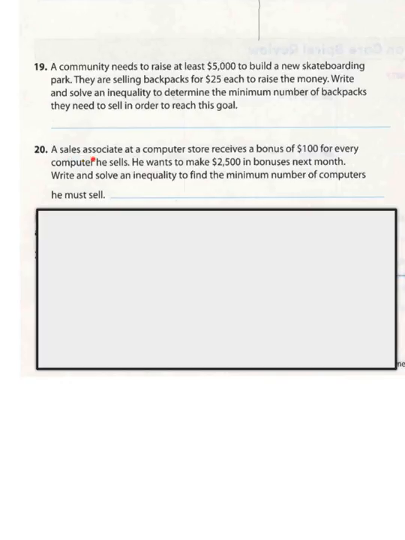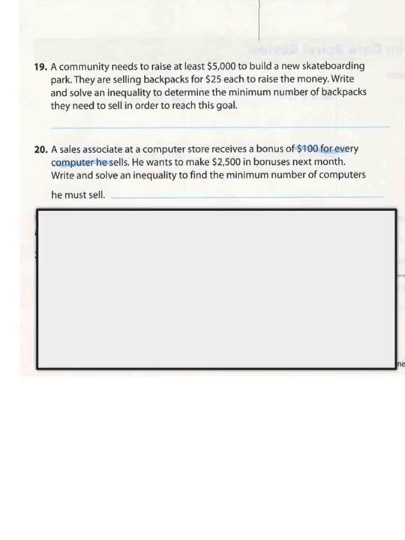Number 20 says, a sales associate at a computer store receives a bonus of $100 for every computer he sells. He wants to make $2,500 in bonuses next month. Write and solve an inequality to find the minimum number of computers he must sell. The minimum number, the smallest number he can sell, if he wants to make $2,500 in bonuses. So, he's making $100 for every computer he sells. Well, how much money would he make if he sold 2? If he sold 2, he would get $200, right? If he sold 10, he would get $1,000. So we're trying to figure out how much it would be for him to get to 2,500.